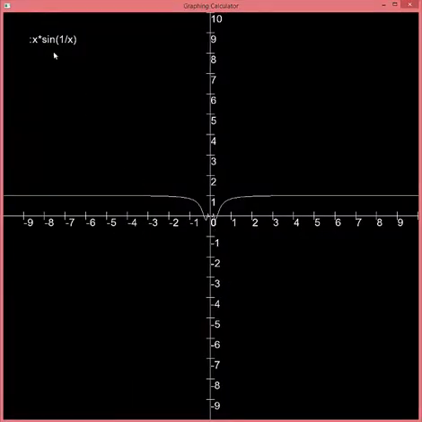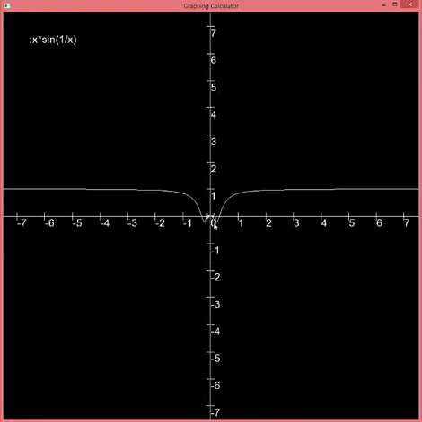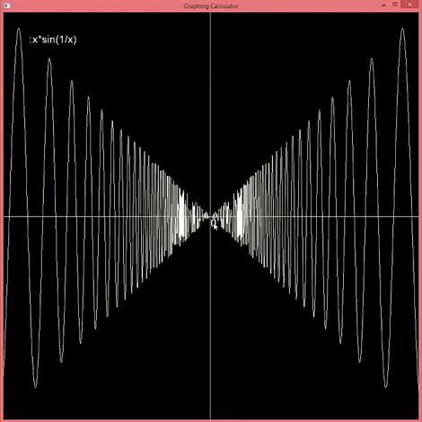Now that I have your attention, we'll start off with our professor's favorite graph, which is x times sine of 1 over x, which he states looks like Batman. But the closer you get, it doesn't really look like Batman. Sorry, Professor.